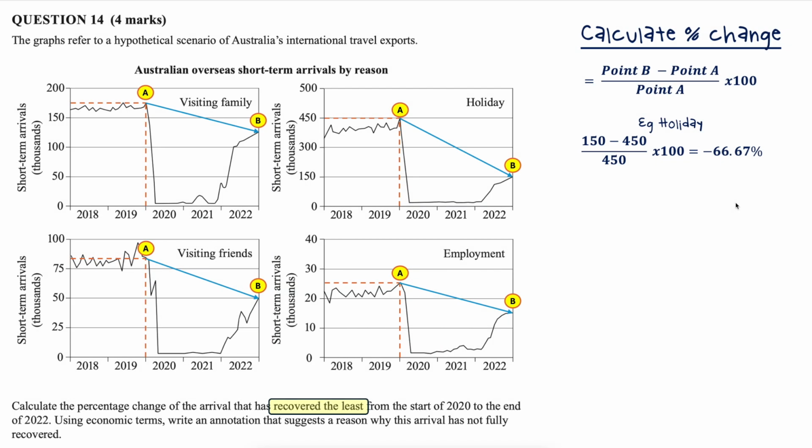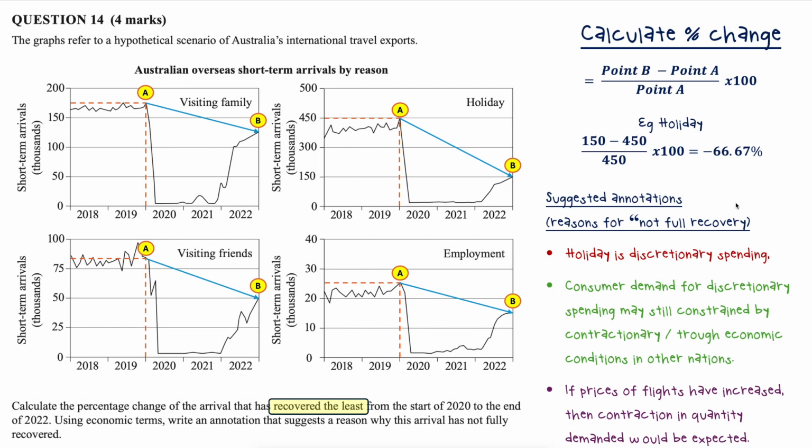Calculate percentage changes. Just remember everyone, point B minus point A, divided by point A, times 100. And so I've done the calculations there for the holiday. 150 minus 450, divided by 450, gives you negative 66.67%. I reckon rounded to 2 decimal places is probably as accurate as you would need to be in an exam.